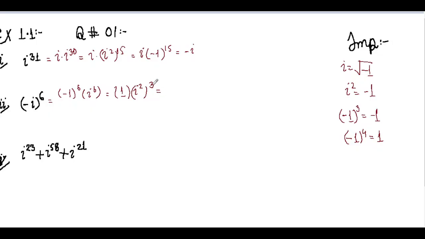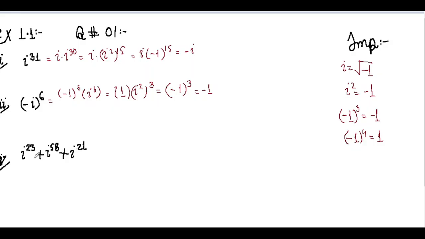Now iota square can be written as -1. Why do we write it so? Because we have studied it over here, iota square equals -1. So -1 whole raised to the power 3. Now a negative number with an odd power, we get -1.